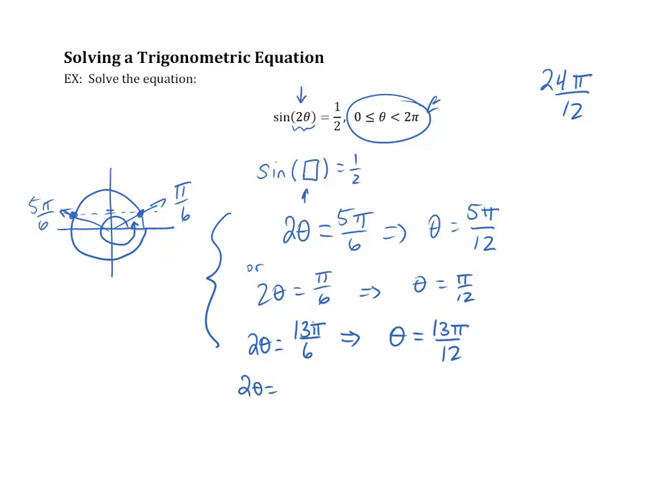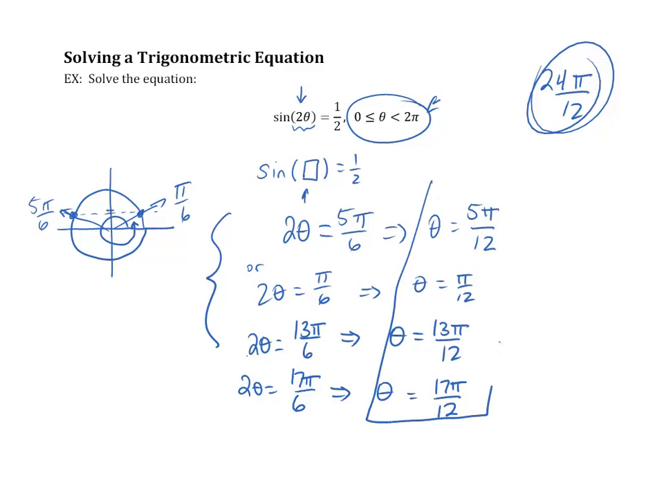2 theta also equals not just 2 pi plus this, but 2 pi plus 5 pi over 6, which is 12 pi over 6 plus 5 pi over 6, which is 17 pi over 6. So if I divide both sides by 2, I get 17 pi over 12. Also less than 24 pi over 12. Now if I went one more rotation, you would see all my answers start getting bigger than 2 pi. So I've gone far enough.